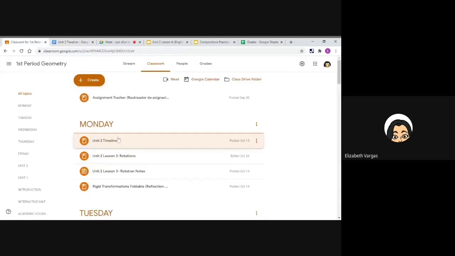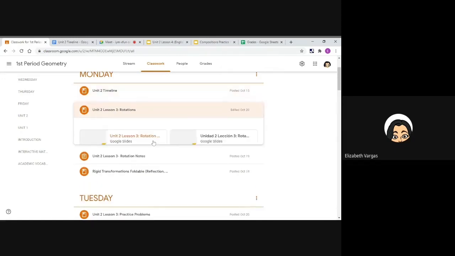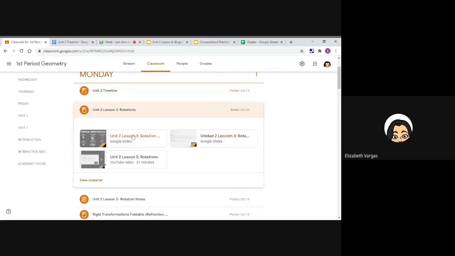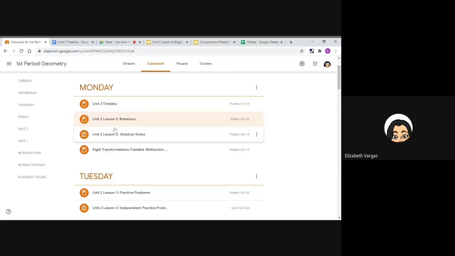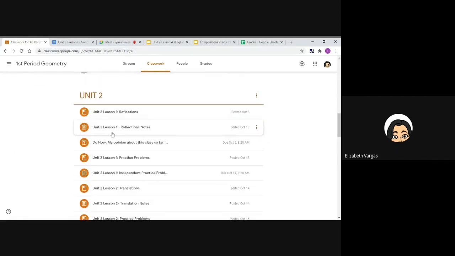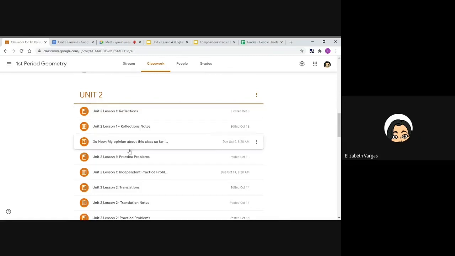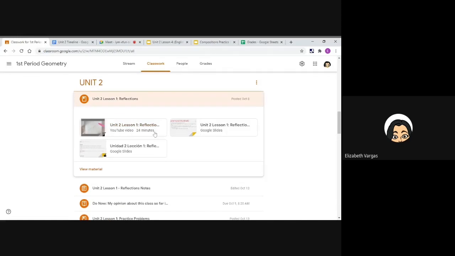And if you ever need PowerPoints, that's the one thing that isn't on that Unit 2 timeline. Then you would just go to, for example, Unit 2, Lesson 3, and you'll see the PowerPoints in both Spanish and English as well as the lecture video. If you want PowerPoints before Lesson 3, then you'll go to where it says Unit 2, and you'll also see the lessons that we went over last week and their PowerPoints and lecture videos.